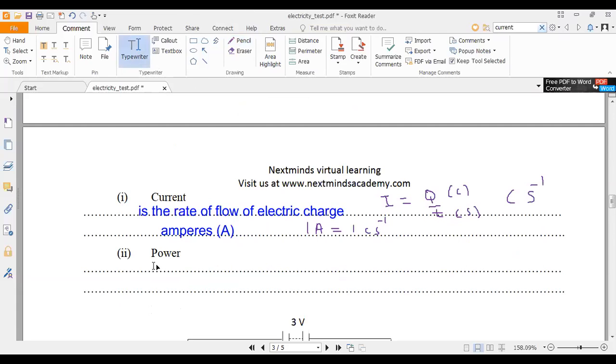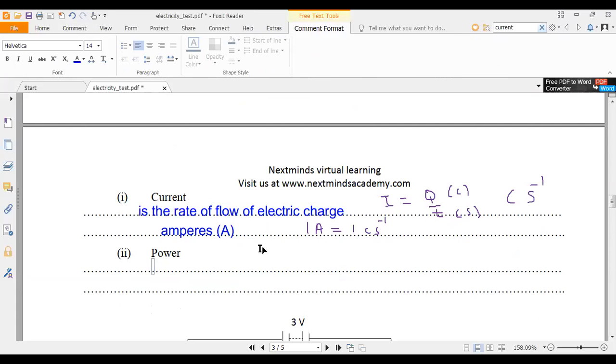Okay, so next we are supposed to define power. Since we are dealing with electricity, we shall be defining electric power, and we define it as the rate of doing work by an electric current.